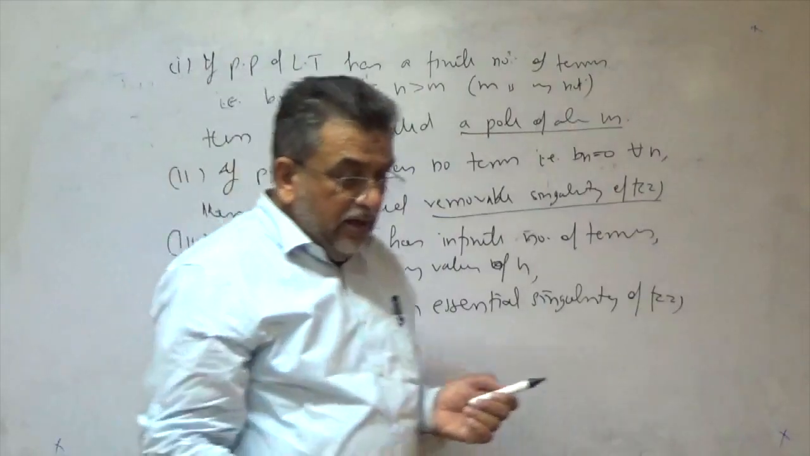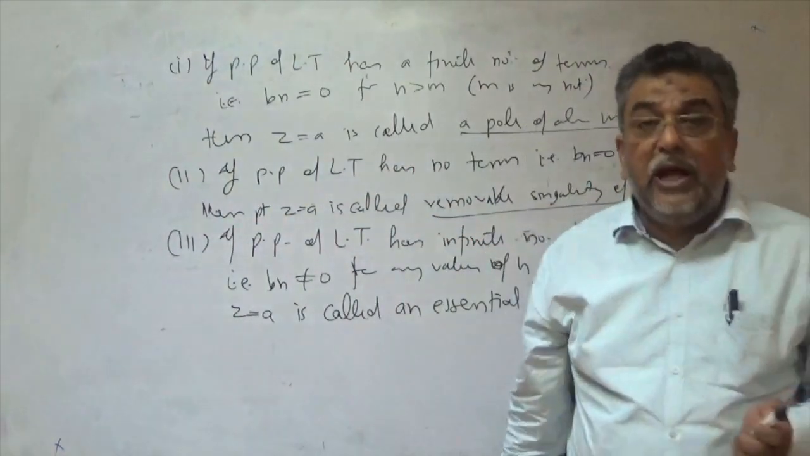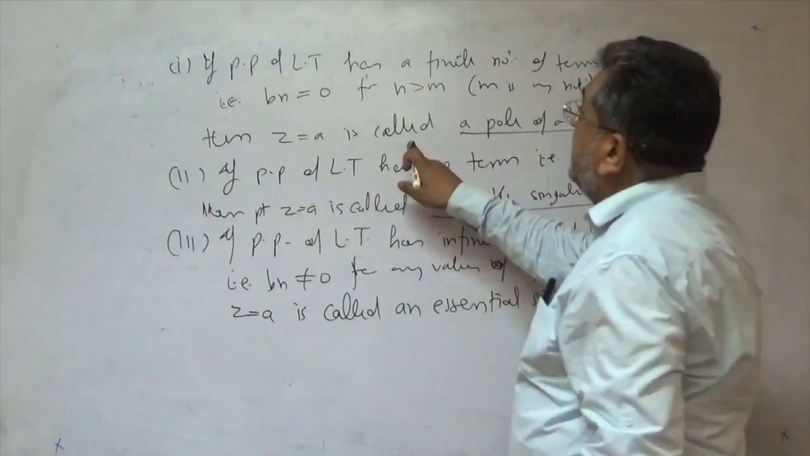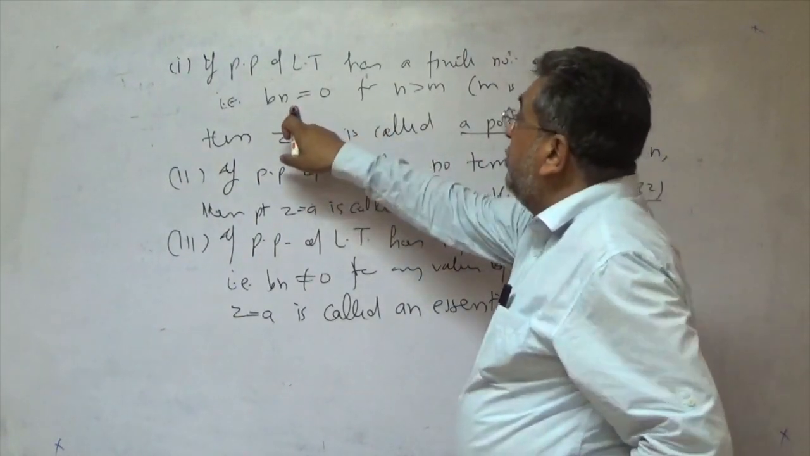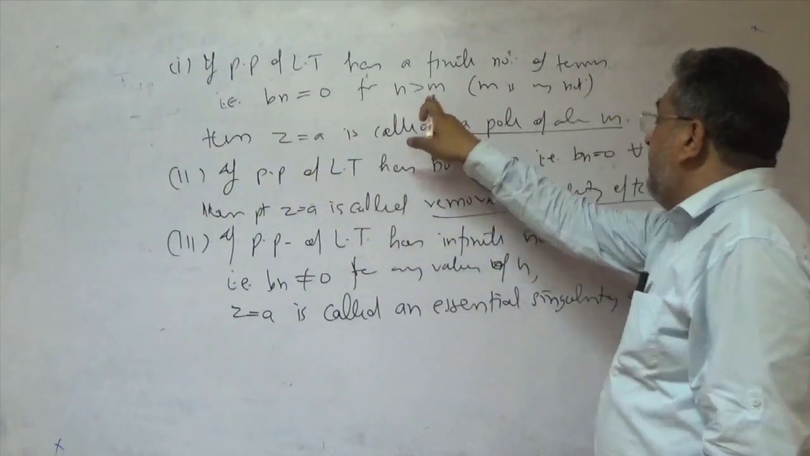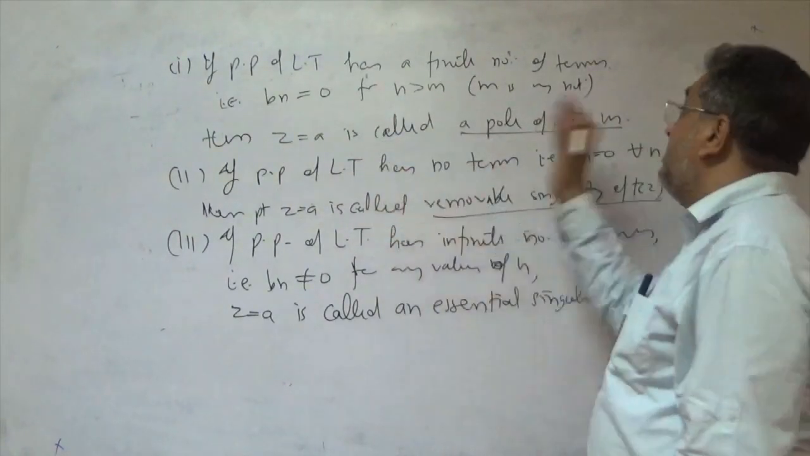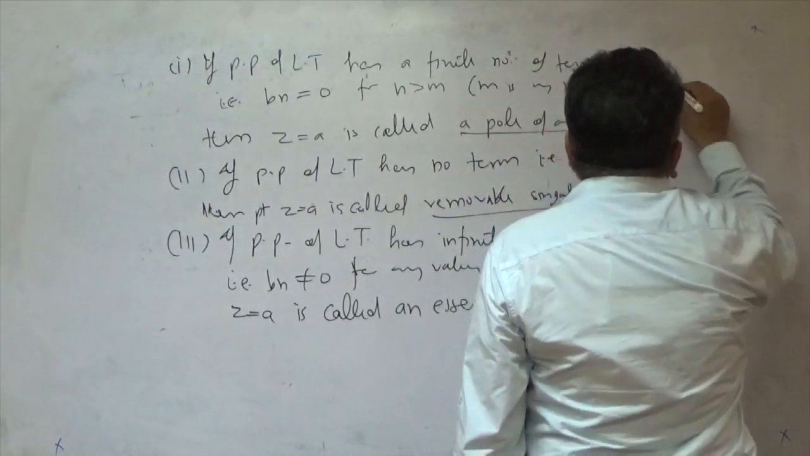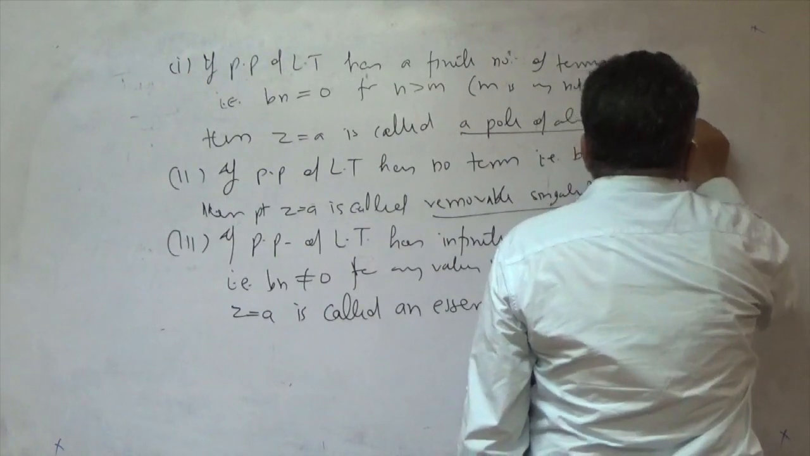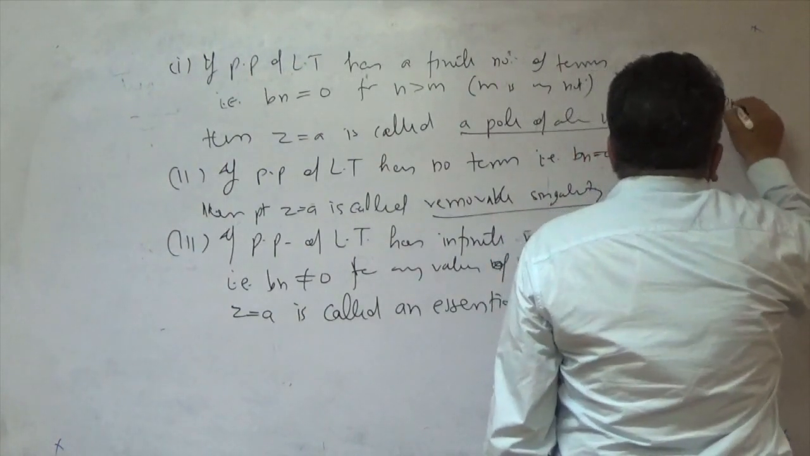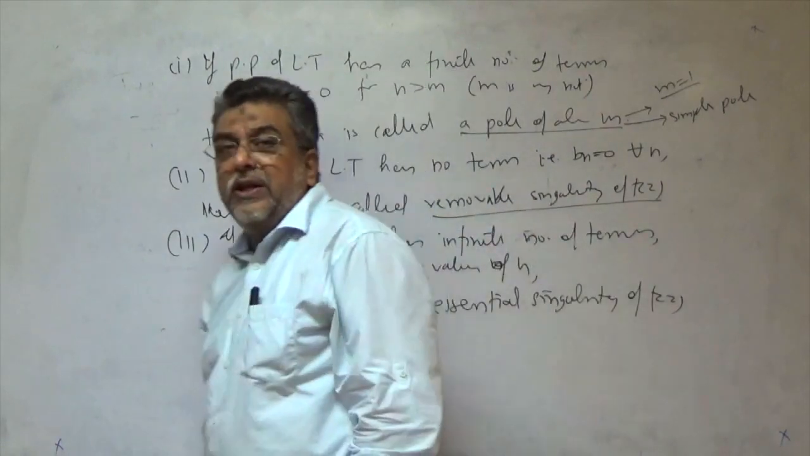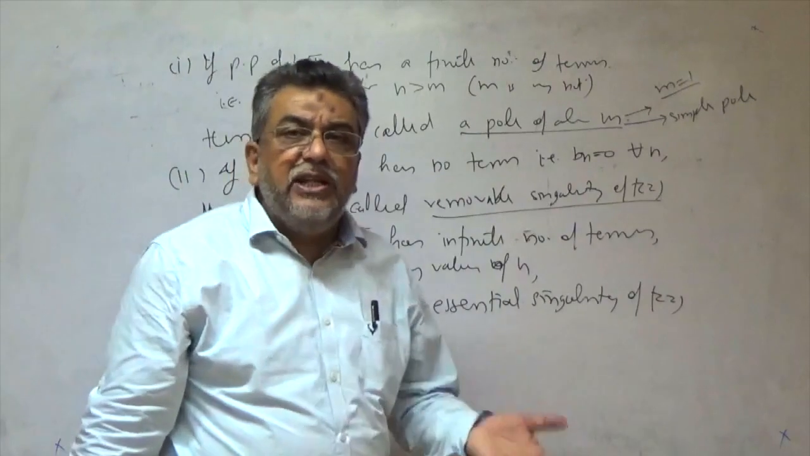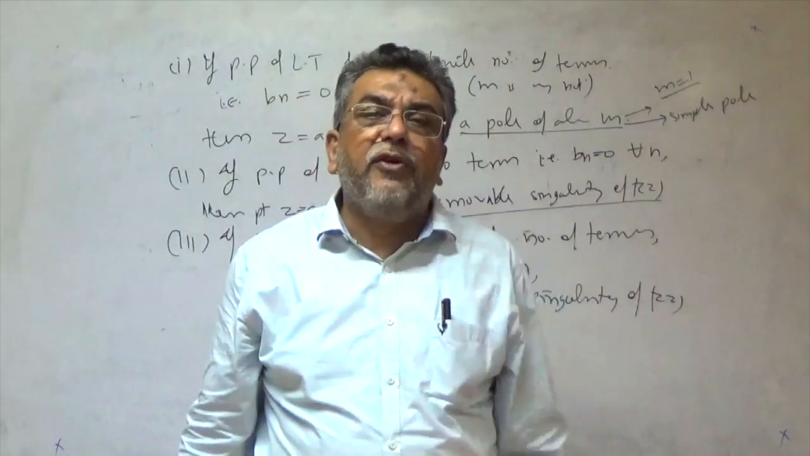Means all the types of the series depend upon the principal part of this. Here, in the first case, I told you if Bn is 0 for some greater value of m, that means it is non-zero up to m and then 0, then this is a pole of order m. If m equal to 1, then this is called a simple pole, that means a pole of order 1, right? Otherwise, if m is 2, then pole of order 2. If m is 3, then pole of order 3. M is 4, then pole of order 4, and so on.